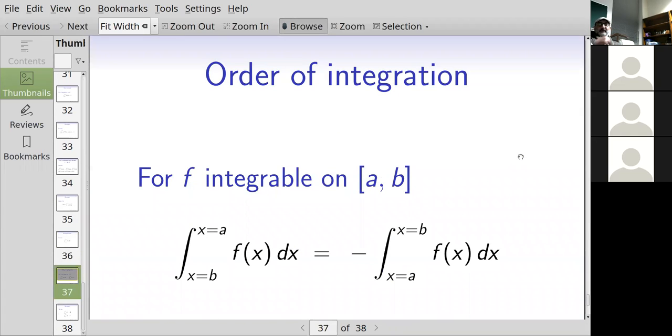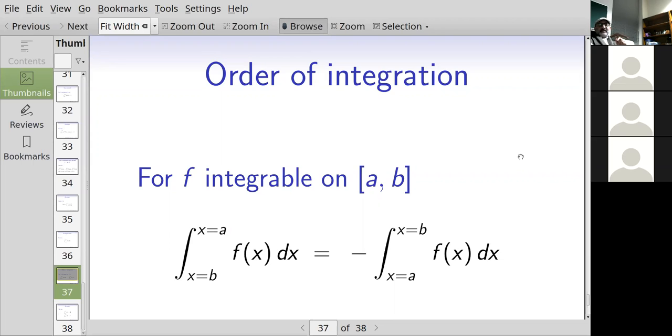All right. Order of integration. For some applications, this might seem a little arbitrary right now, but for some applications, we want to flip the order of the integration, right? So when a is less than b, we would write the integral from x equals a to x equals b, right? So b is bigger than a here. Supposing that I say, no, I want the integral from x equals b to x equals a of f of x dx, despite the fact that b is bigger than a, okay?